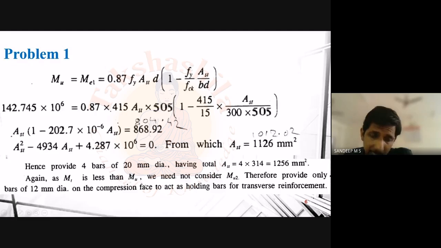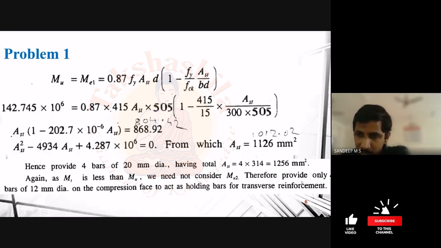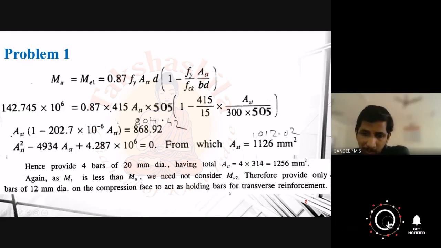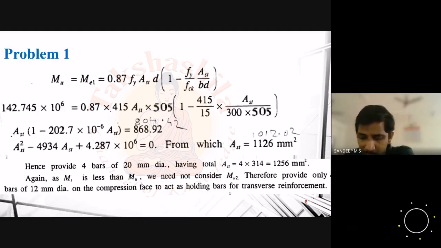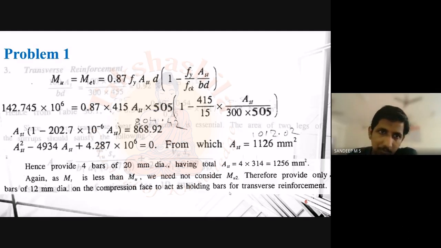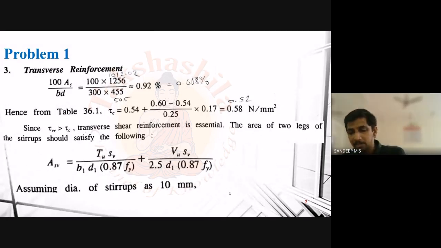Again, as MT is less than MU, we need not consider MU2. This was already explained. Since this moment is less than the MU limit value, we need not provide design in the compression side. Therefore, provide only bars of 12. This is regarding the stirrup holders. You can either provide 10 mm bars or 12 mm bars on the compression face to act as the stirrup holders, holding bars for transverse reinforcement. That's all. That will complete our flexural design.